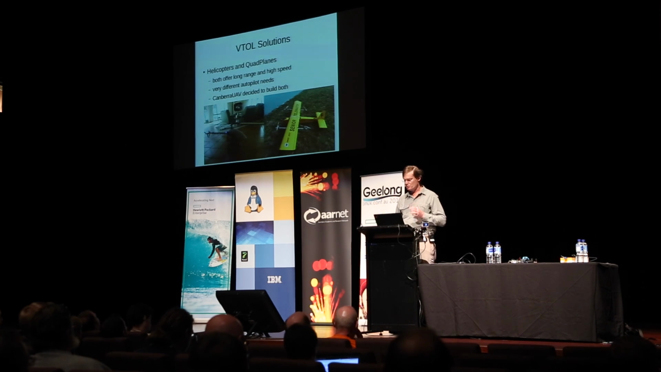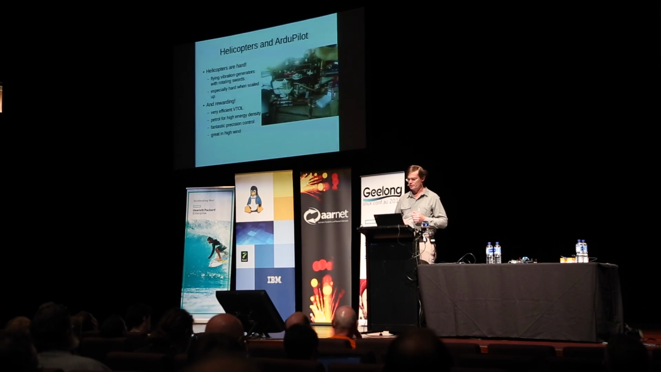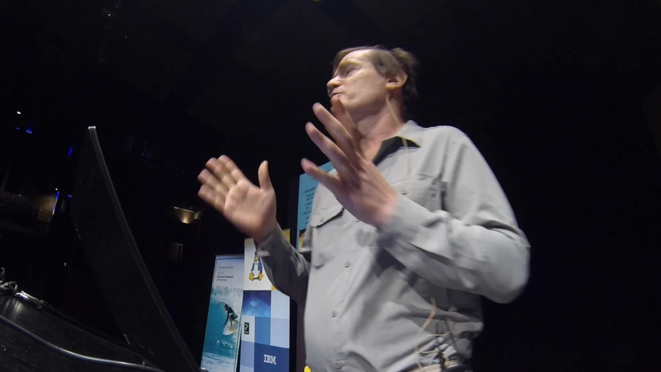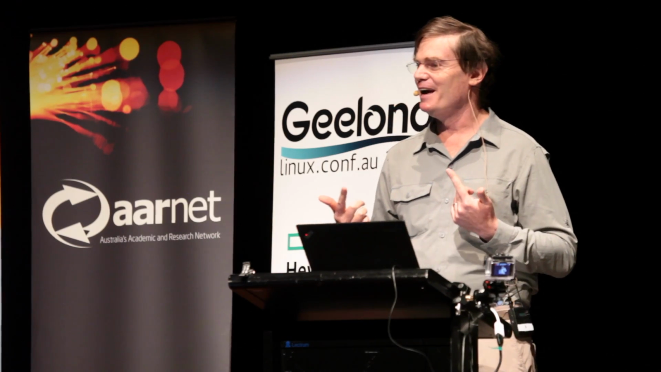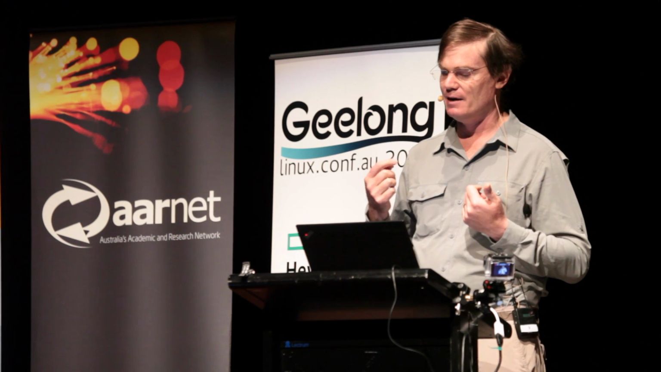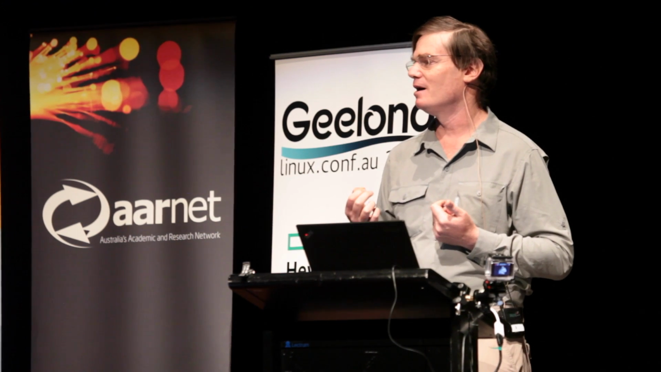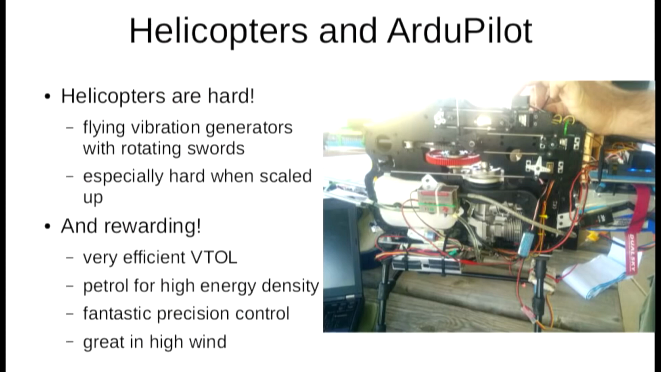So I'll talk a bit about what we've been doing with helicopters first. So helicopters are hard. They're basically flying vibration generators with rotating swords at the top. And the vibrations in particular are absolutely mad, really mad vibrations. And that's a problem for an autopilot that's trying to do this perfect control. And a lot of helicopters are really aimed at 3D flight, incredible aerobatics. Who's seen the sort of aerobatics that model helicopters can do?